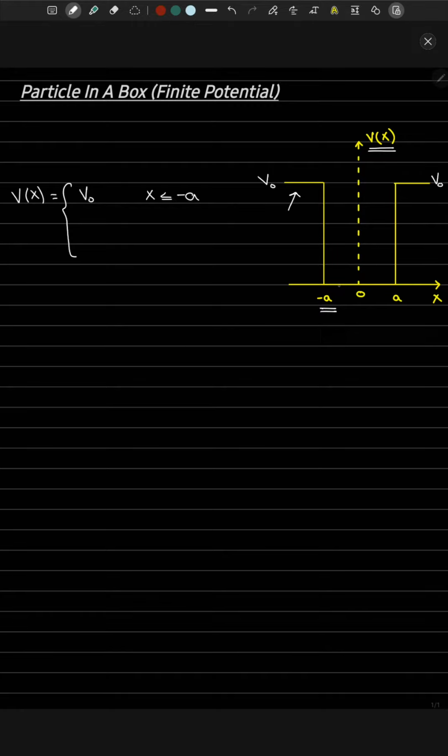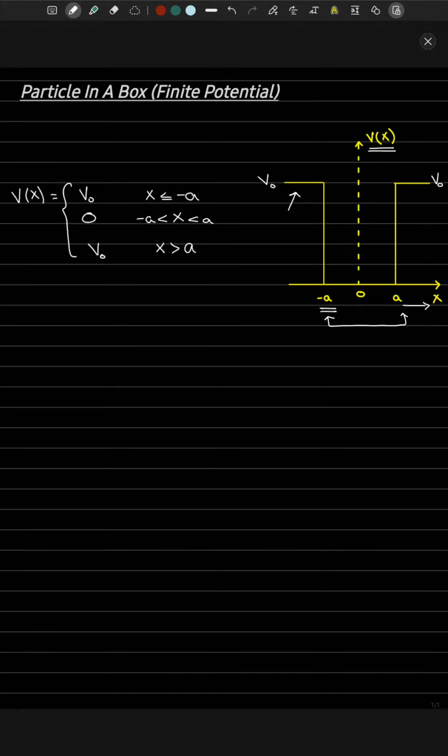And then you can see that inside this box, from minus a to a, the potential energy is basically zero. So I can write V of x is zero whenever x lies between minus a and a. And then again, when you move further from a, the potential energy is again V naught for x greater than a. So this is the potential energy for the given problem.